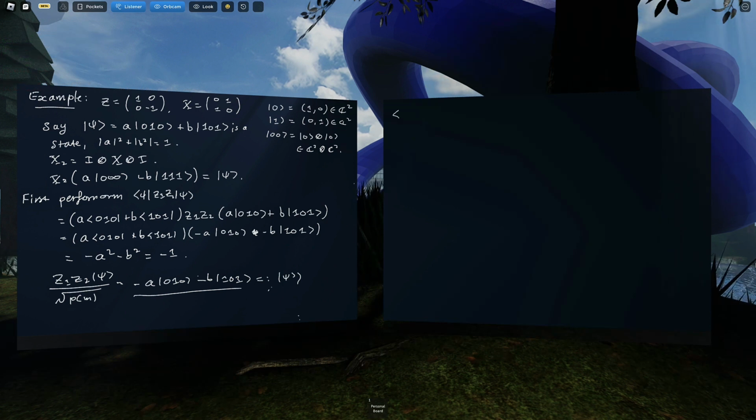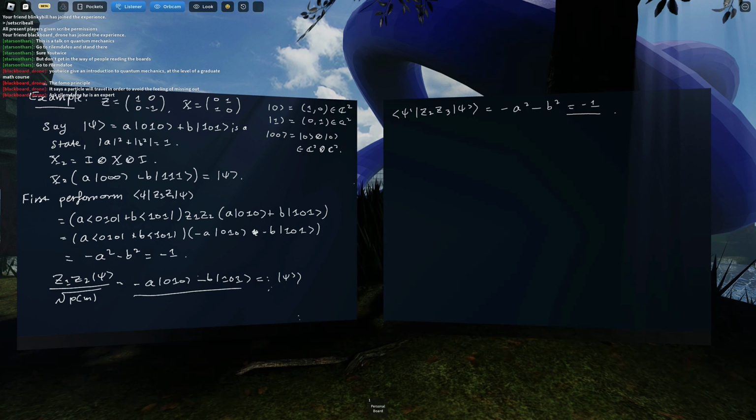And then what we do is ψ' z2, z3 against ψ'. And again, this is a calculation. So maybe I'll spare you the details, but you can just see that this comes out to negative a squared minus b squared, which again is equal to -1. Okay. So we performed two measurements and we got these two outcomes, -1 and -1.